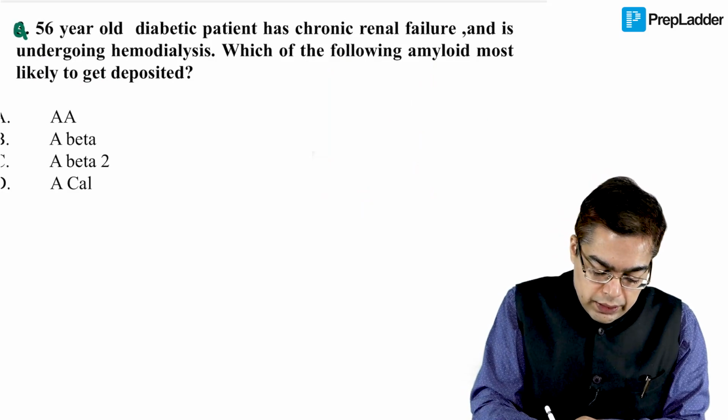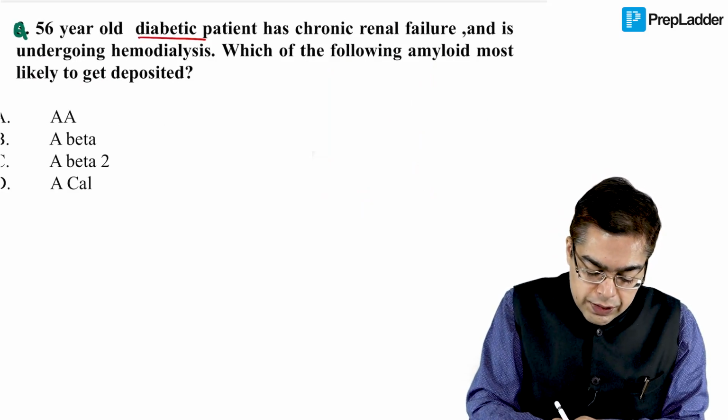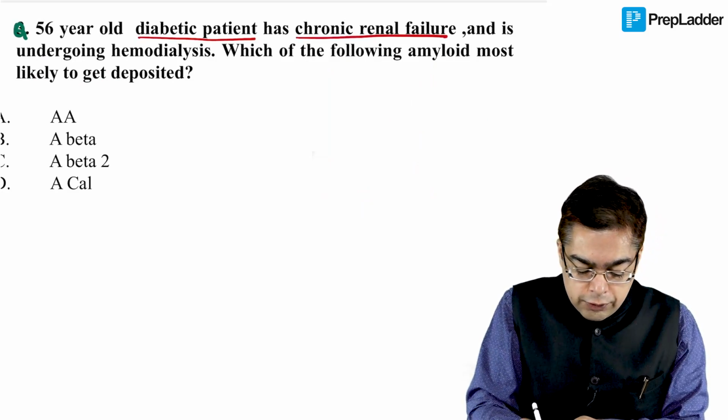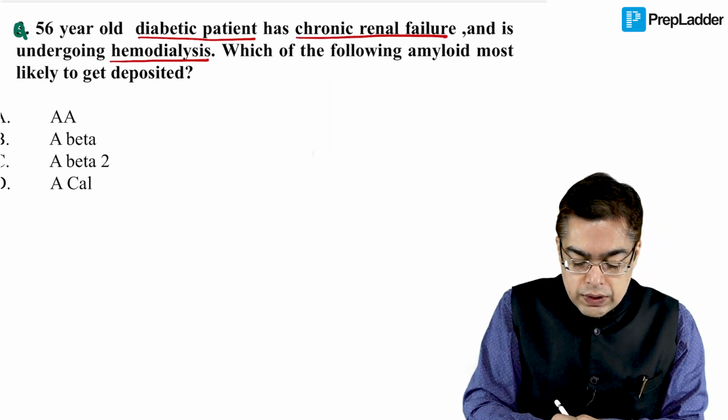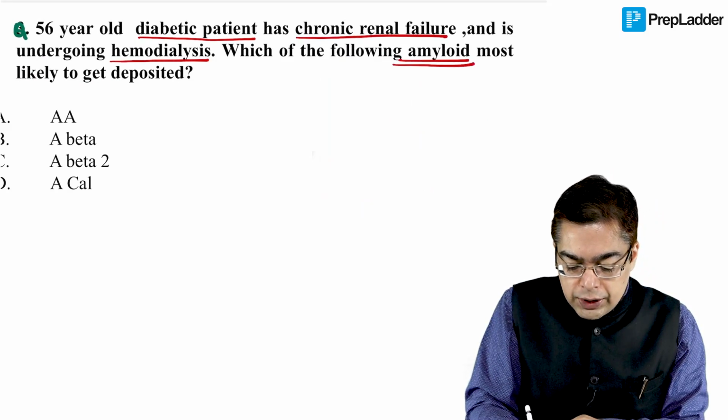Looking at the next question, it talks about a 56-year-old diabetic patient who has suffered from chronic renal failure and is undergoing hemodialysis. Which of the following amyloid is most likely to get deposited?